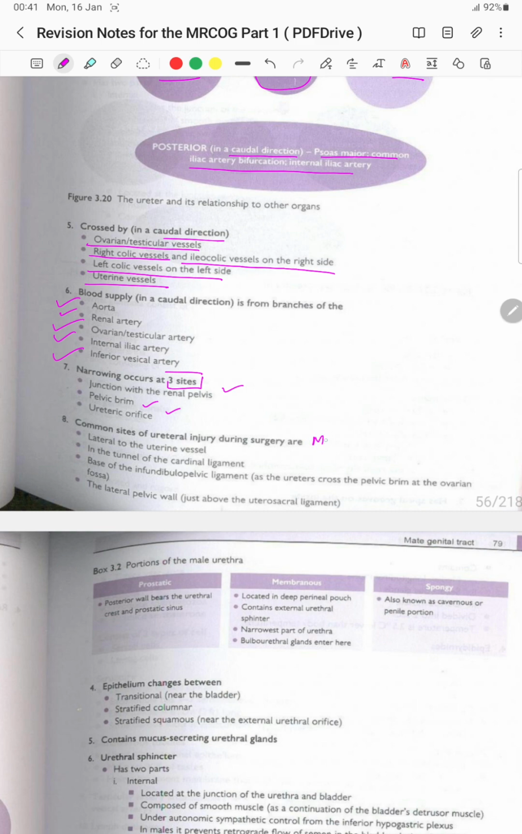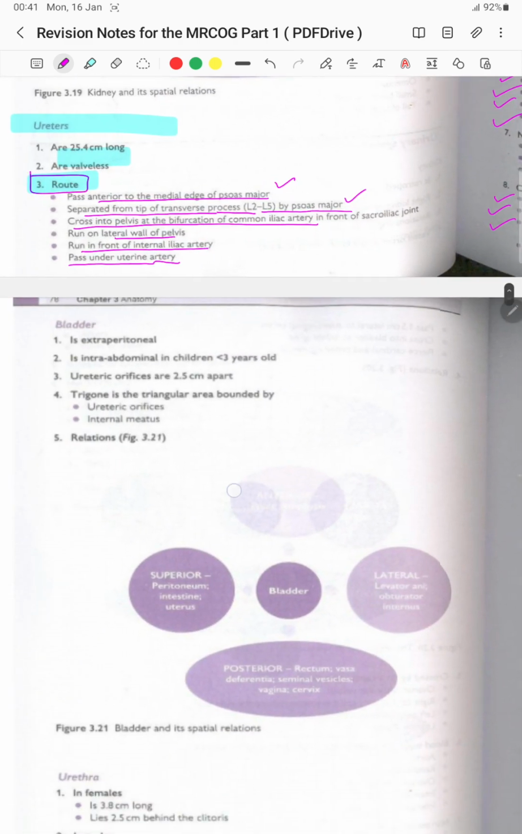This is very important for MCQs. There is an injury site. It usually occurs lateral to the uterine vessels, in the tunnel of the cardinal ligament, and the base of the infundibulopelvic ligament, and as the ureter crosses the pelvic brim at the ovarian fossa. The lateral pelvic wall is just above the uterosacral ligament.